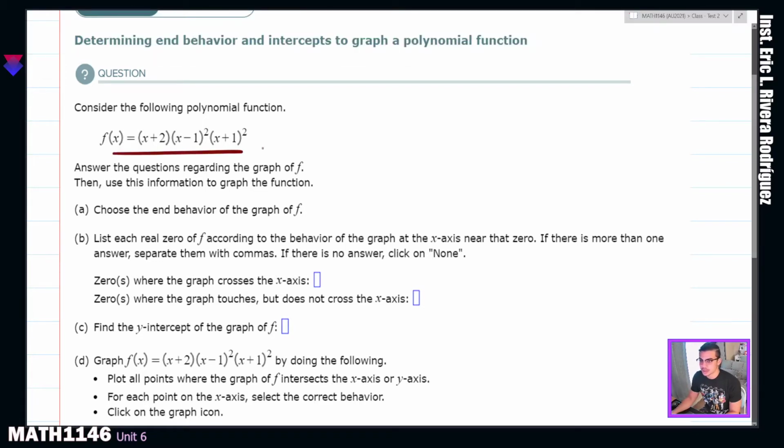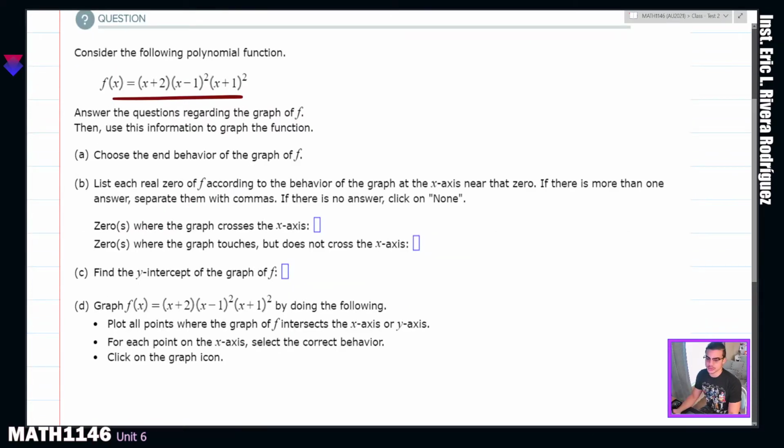Okay, so here is our function. I'm going to write it in the notebook in a moment. And we need to go through its properties. Once we gather all those properties, we are going to do the graph following these steps: plot the points, identify the behavior, and then finish the graph.